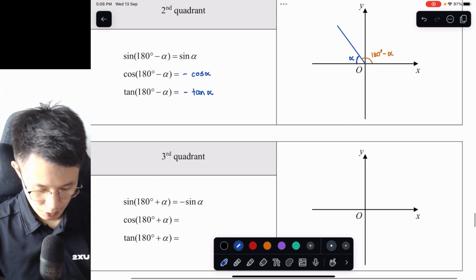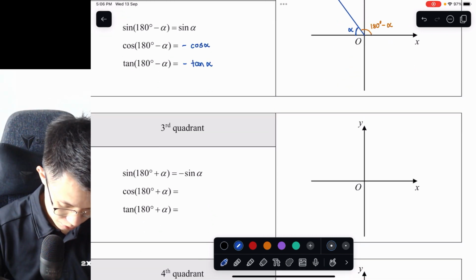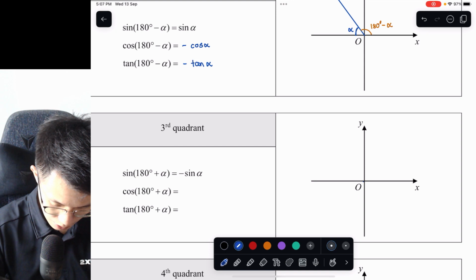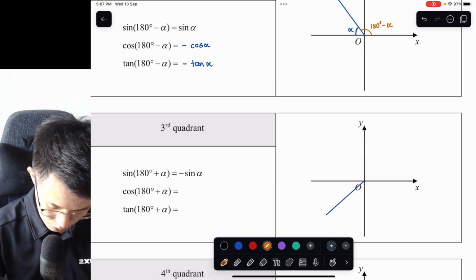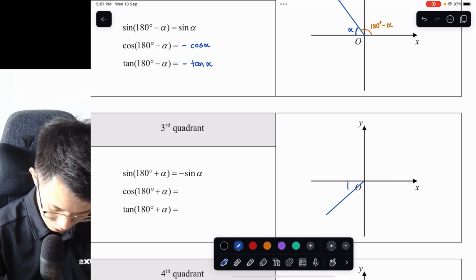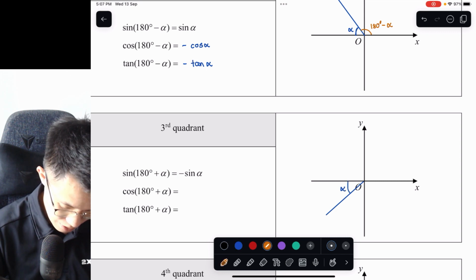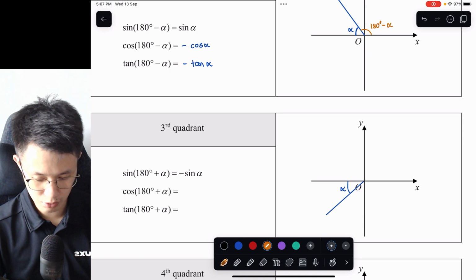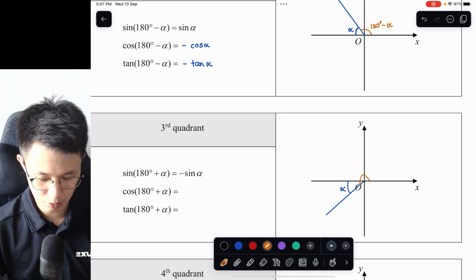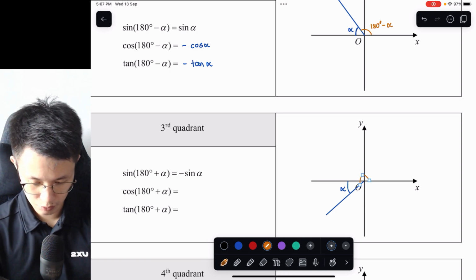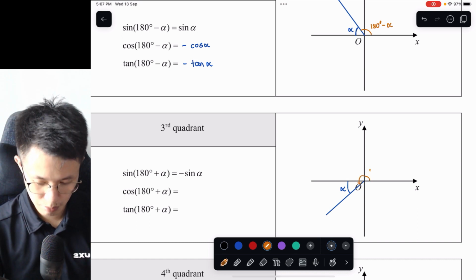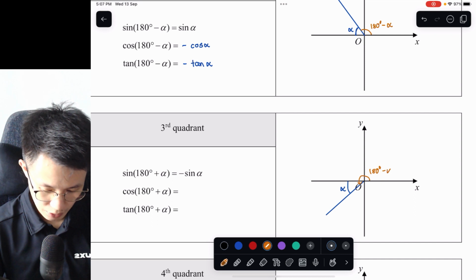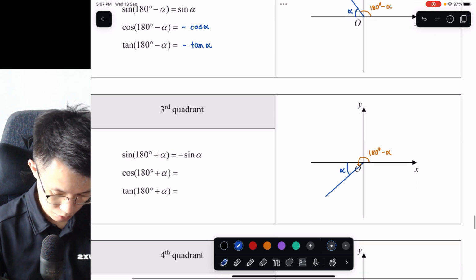Then if we have it in the third quadrant, this is where your angle is. This angle here would be alpha. You realize everything is based on your basic angle, so that's something you have to take note of. This orange angle here will simply be 180 degrees plus alpha, and there we have it. So we can figure that out.